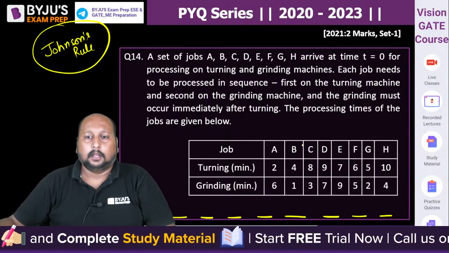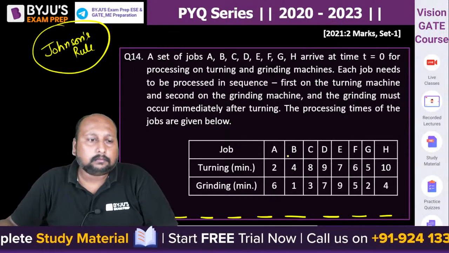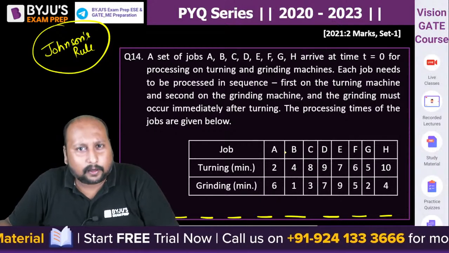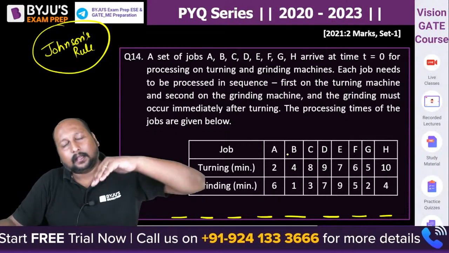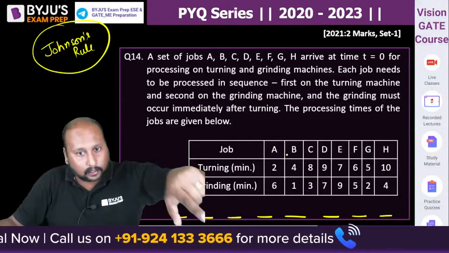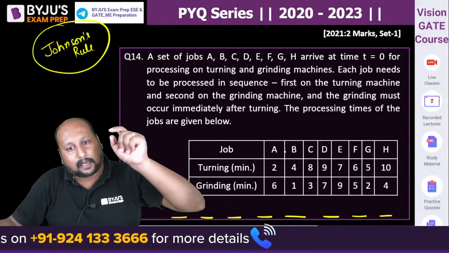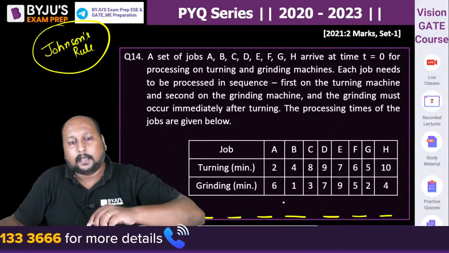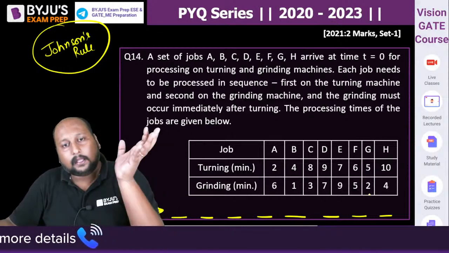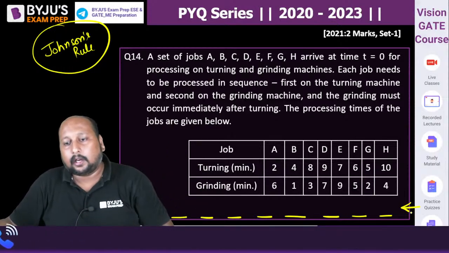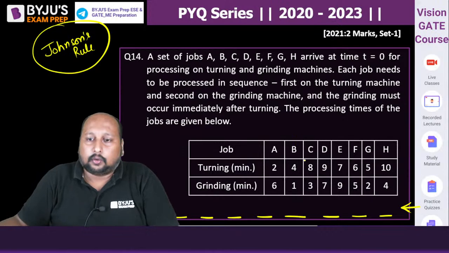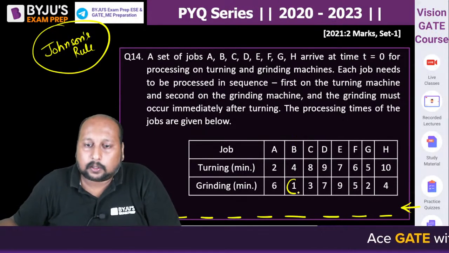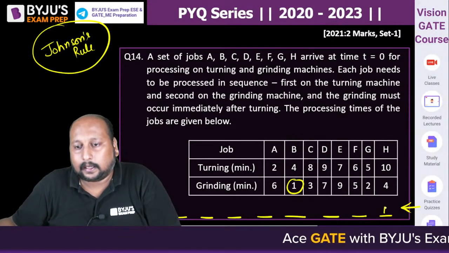Right, so what is Johnson's rule? Wherever we are having the minimum value, if it is coming in the first machine, that is your turning machine, then you have to allocate from the left hand side. And if the minimum value is coming in the second machine, that is the grinding machine, then you have to allocate from the right hand side. So it is clearly visible that the minimum is over here, so B will be at the end.